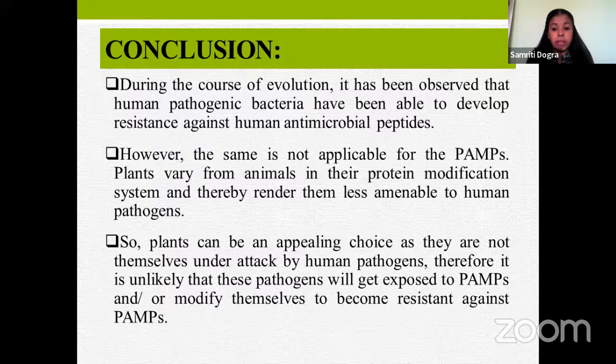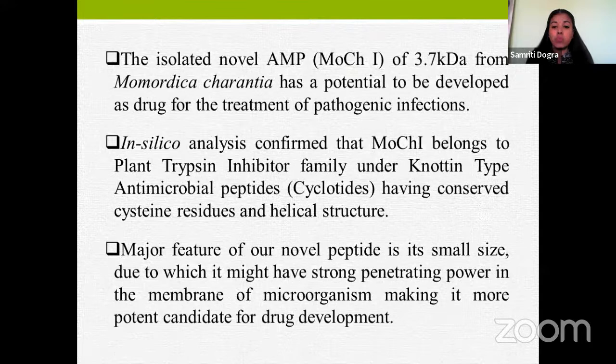Thereby, it is unlikely that these pathogens will get exposed to PAMPs and modify themselves to become resistant against them. So the isolated novel AMP, that is MOCH1, of 3.7 kDa from Momordica charantia, has the potential to be developed as a drug for the treatment of pathogenic microbial infections.